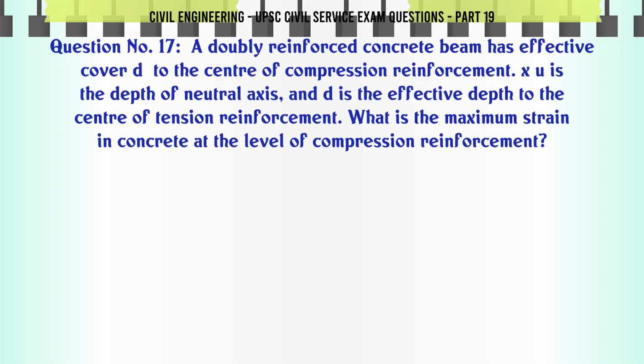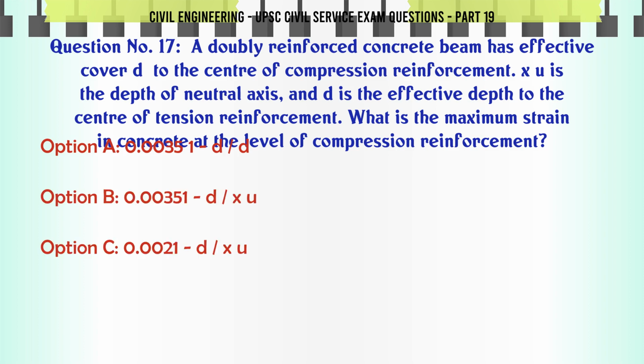A doubly reinforced concrete beam has effective cover d' to the center of compression reinforcement. Xu is the depth of neutral axis and D is the effective depth to the center of tension reinforcement. What is the maximum strain in concrete at the level of compression reinforcement? A.